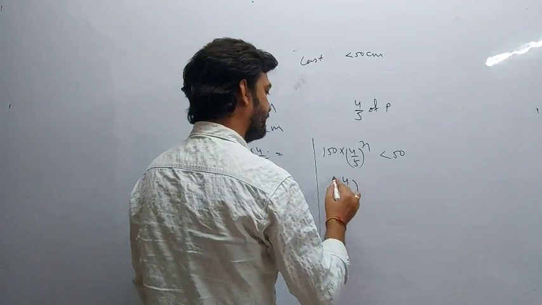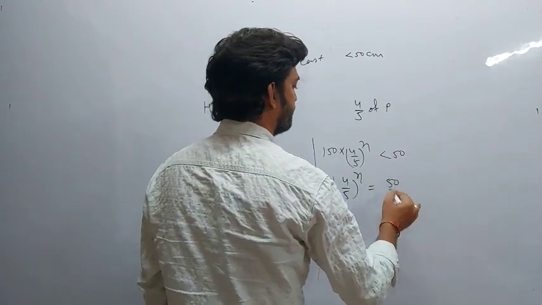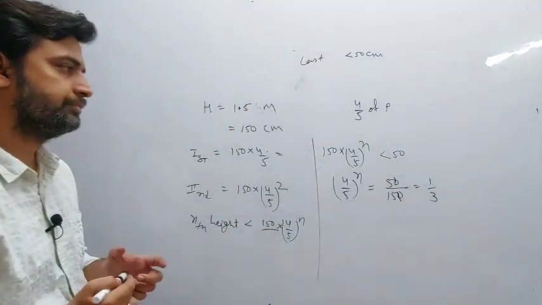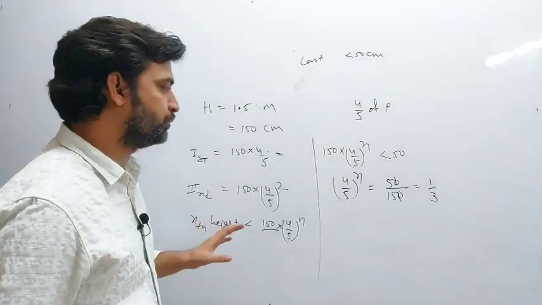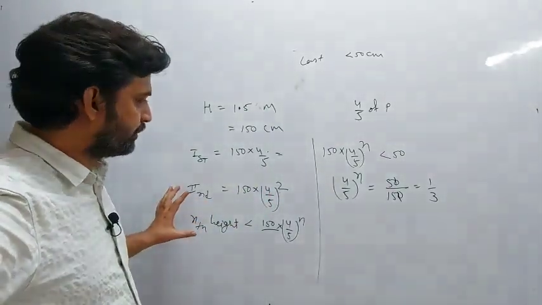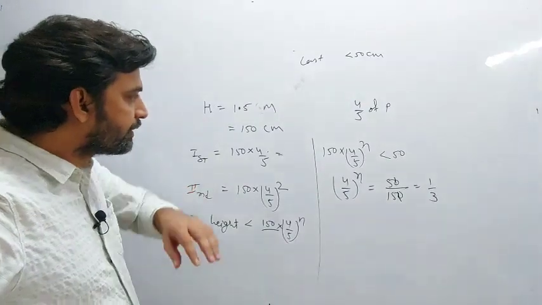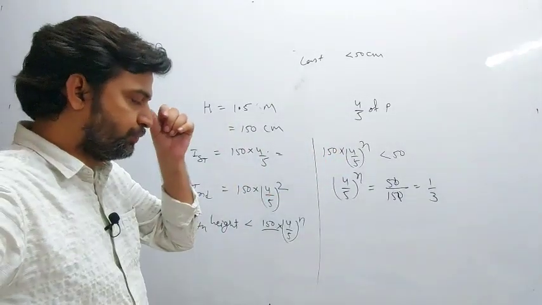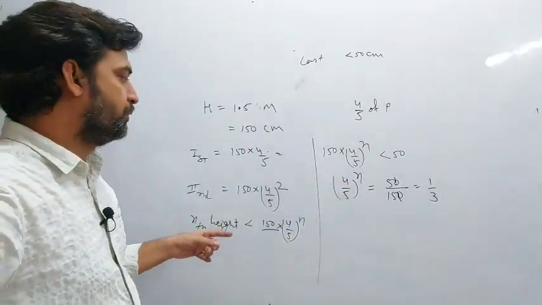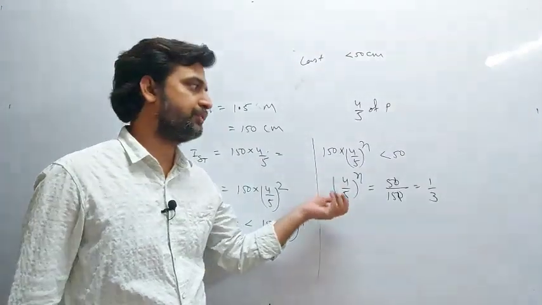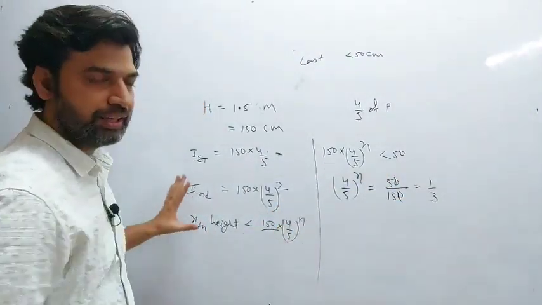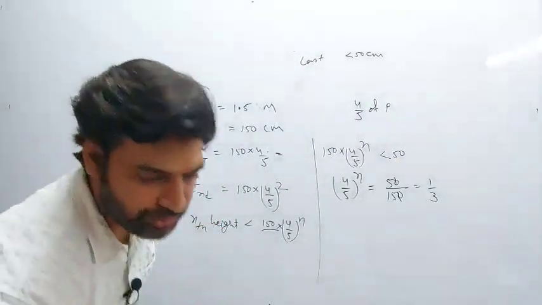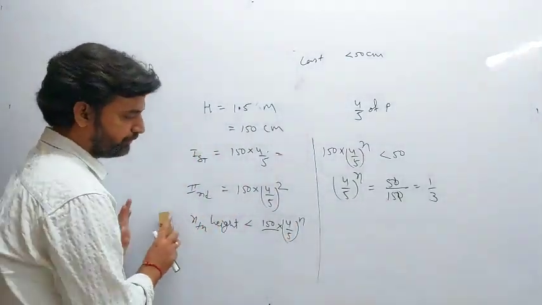So (4/5) power n equals 50 divided by 150, that means 1/3. 1/3 is the value, right? So the last height should be 1/3. When we talk about (4/5) power n, next is 16/25, and this way we move on. This process would be the long way, time-taking. So the minimum value given in the options is 4, so we'll focus on the fourth one, right?